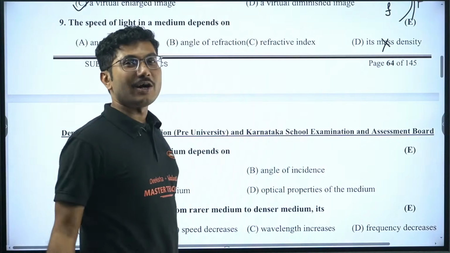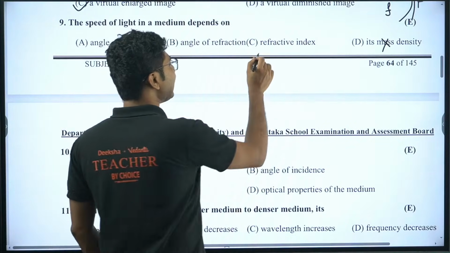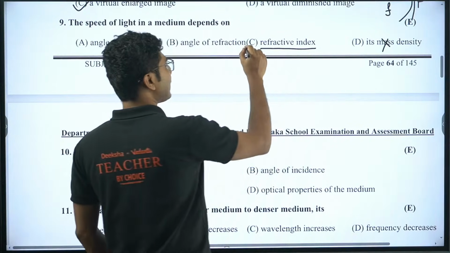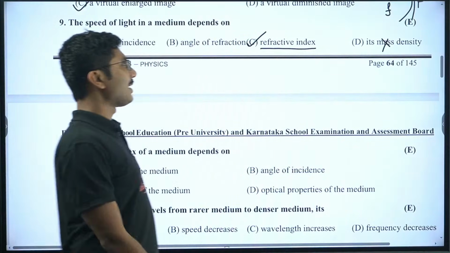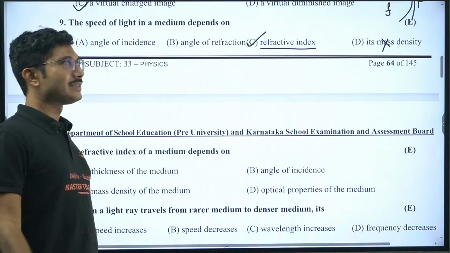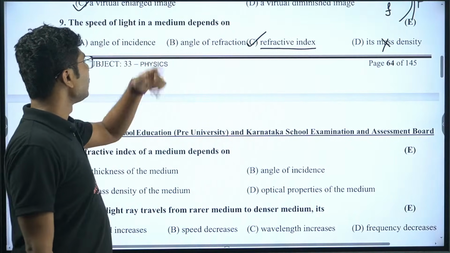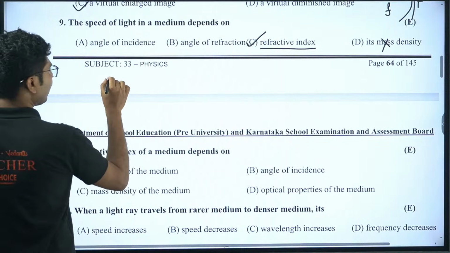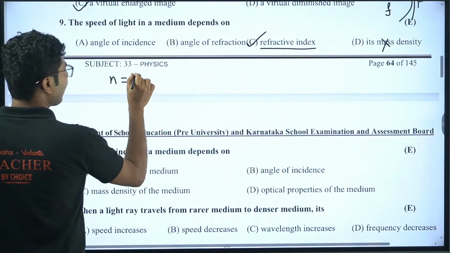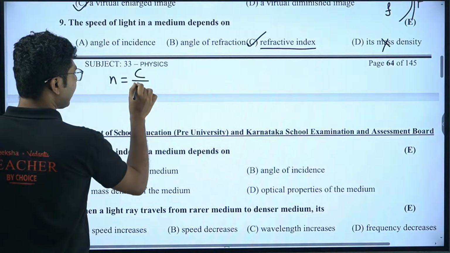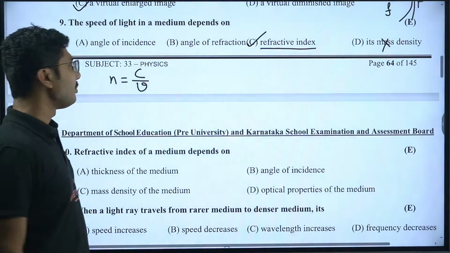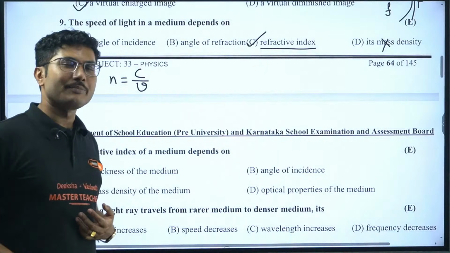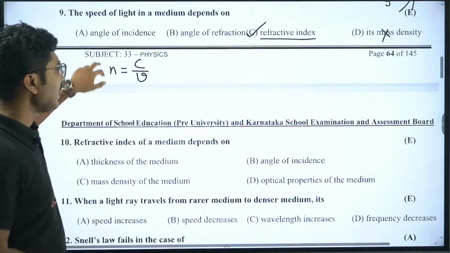Optical density, you can say optical density, and optical density is given by refractive index. Refractive index is also known as optical density. That's why this is separate from mass density. So speed of light depends on refractive index. In fact, we know that refractive index is speed of light in vacuum divided by speed of light in that particular medium. So based on the speed of light, refractive index changes, and based on refractive index, speed of light changes.